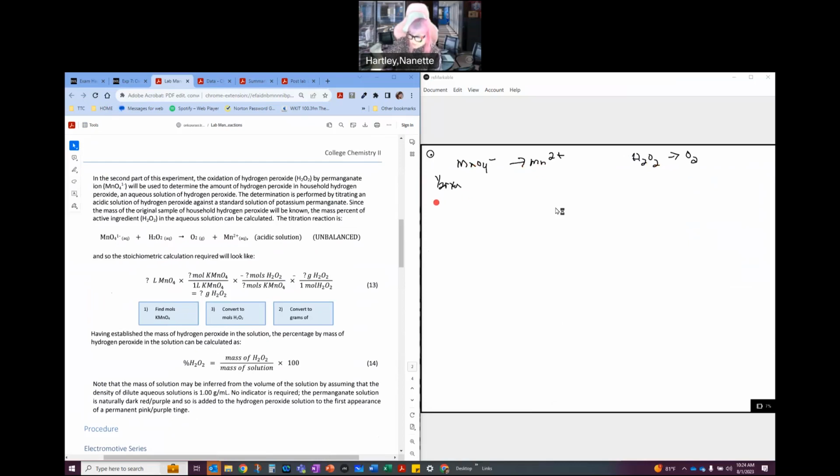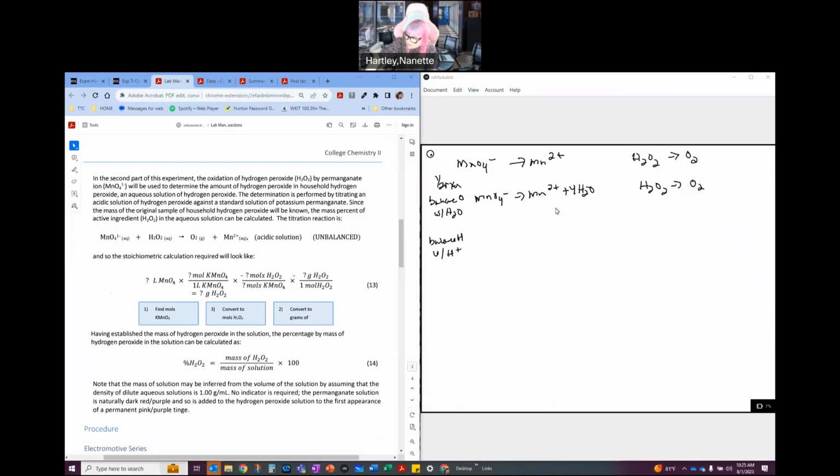Yay, awesome. The next thing I do is to balance O with H2O. Okay, now I have 4 oxygens on this side and none on this side. So I need to take my MnO4 minus to go to Mn2 plus 4 H2O. So that way I have 4 oxygens on both sides of that equation. When we talk about our H2O2 going to O2, I have the same number of oxygens on both sides. So yay, I don't have to do anything there. That's awesome.